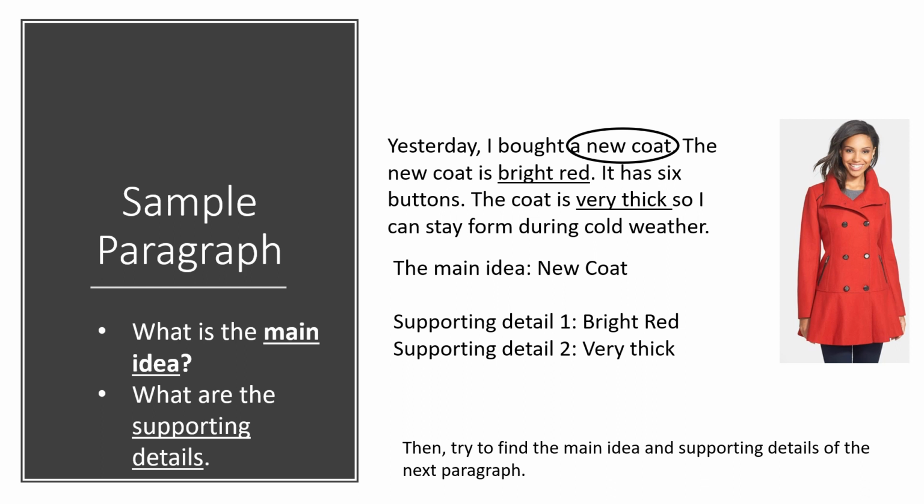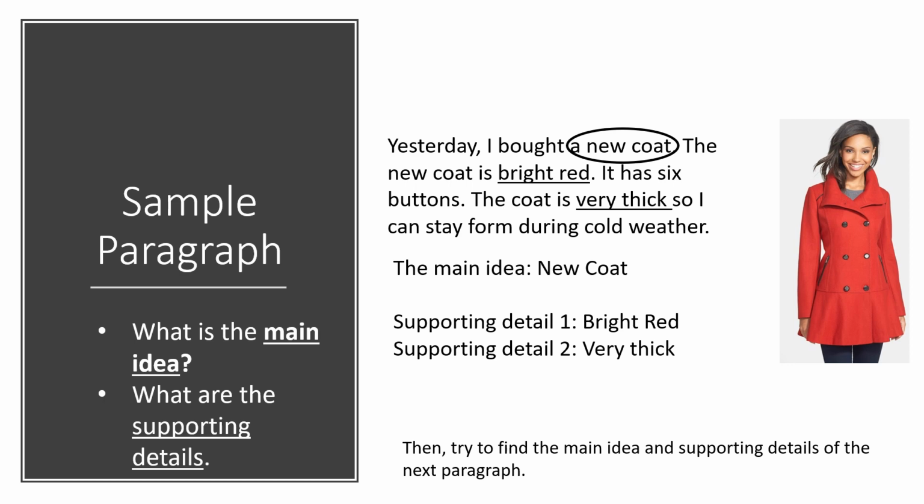As you can see from the paragraph, we can identify that the main idea of the paragraph is new code, and the supporting details of the paragraph are bright red and very thick, because bright red and very thick explain or describe the new code. So if somebody asks you, what kind of new code is it? You can answer, this is a bright red and very thick new code. I hope that you understand with this explanation.